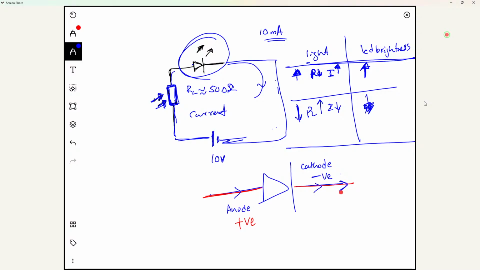So if you connect the power supply, this one should be connected to the positive terminal of your power supply, and this side should be connected to the negative side. If you connect it the other way, this LED won't light up, okay? That's really important. So that's what I'm going to show you next.